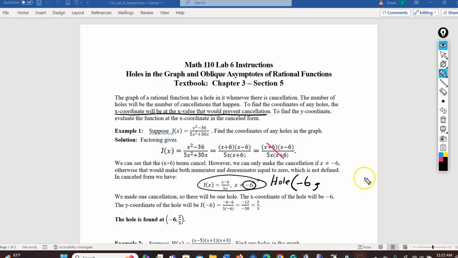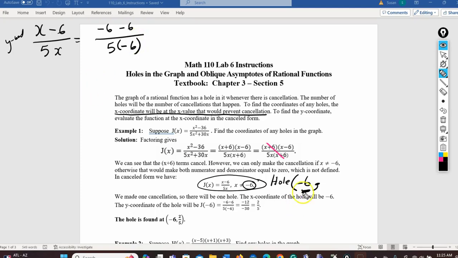Now, what is the y coordinate going to be? The y coordinate is going to be what you get when you plug in negative 6 for your x value into the reduced form. Okay, so I'm taking the x coordinate and plugging it into this reduced form. So in the numerator, negative 6 minus 6 is negative 12, and in the denominator, 5 times negative 6 is negative 30. First off, the negative signs cancel.